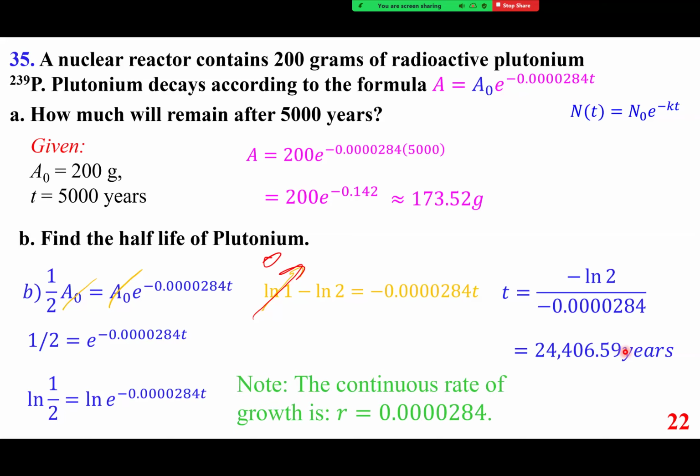And I want you to know that the continuous rate of growth is r. That r that we have, or k if you will, this is called k or r. That is called the continuous rate of growth, or in this case, continuous rate of decay.